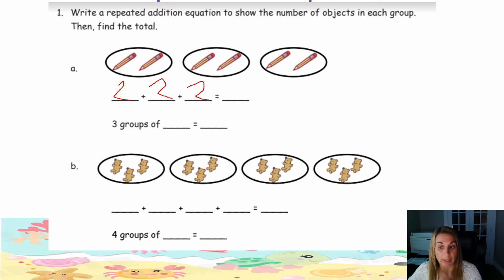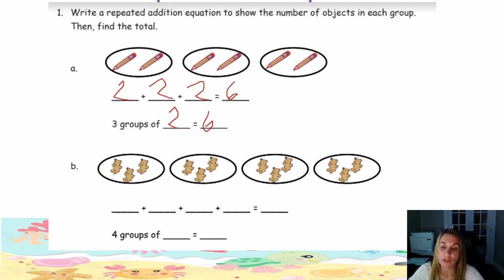All right, now remember we can break that down. 2 plus 2 equals 4, plus 2 more equals 6. All right, so we have 3 groups. How many are in each group, everybody? You got it. It's 2, and that equals 6.